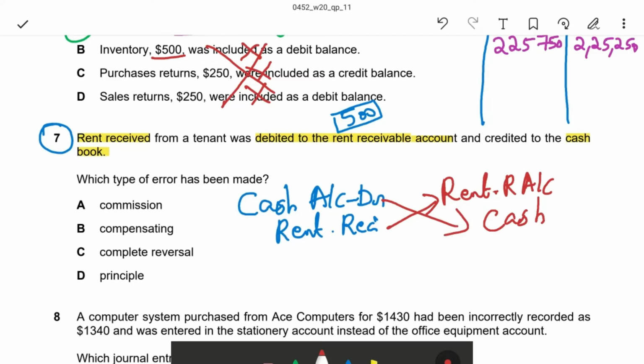So what type of error has been made? This is a completely reversed transaction. So commission, no; compensating, no. The correct answer is complete reversal, answer C.